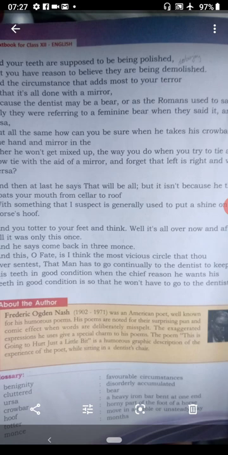was born in 1902 and died in 1971. He was an American poet, well known for his humorous poems. His poems are noted for their surprising puns and comic effect when words are deliberately misspelled. The exaggerated expressions he uses give a special charm to his poems.